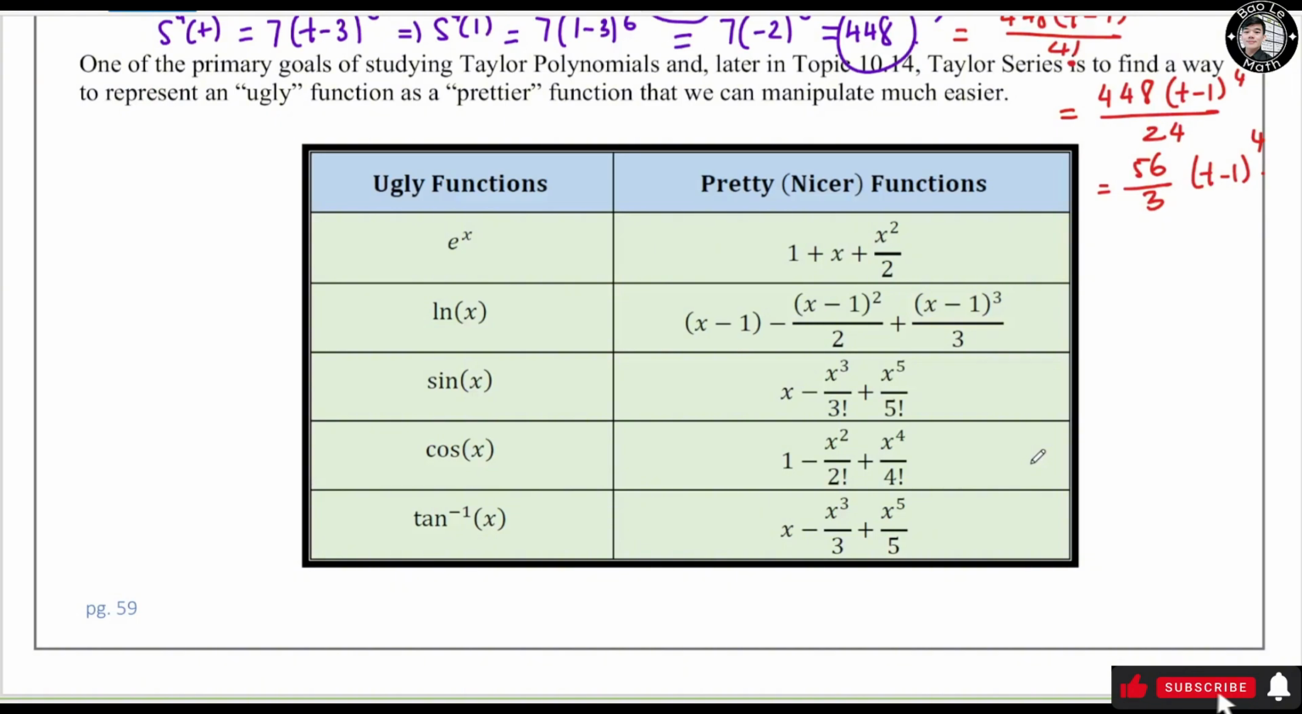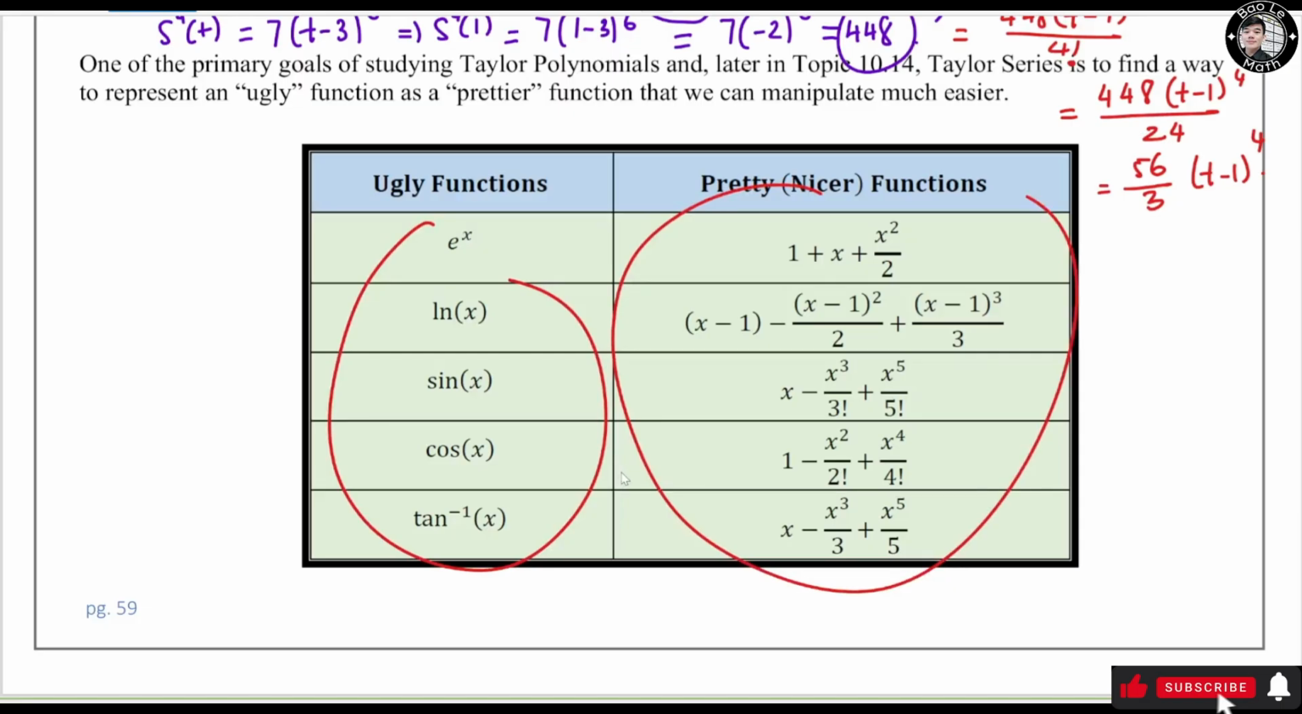Now, one of the primary goals of studying Taylor polynomials, and later in topic 10.14, Taylor series, is to find a way to represent an ugly function as a prettier function that we can manipulate much easier. Alright, so we look at this one right here. This one is the ugly function, and it's going to be a prettier function right here.